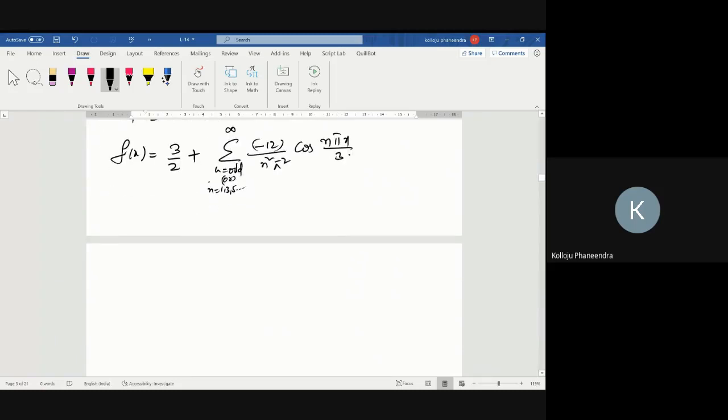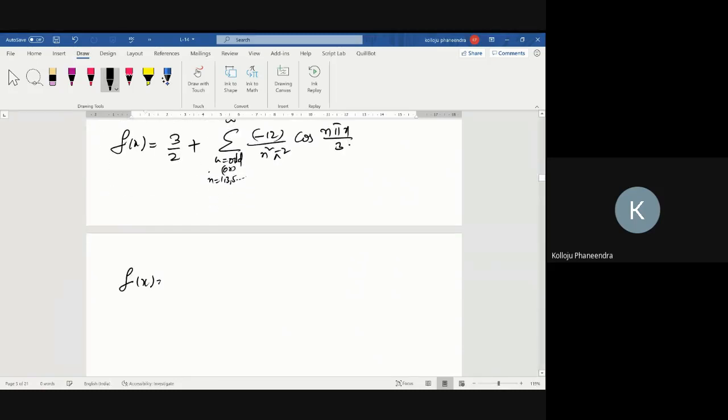Or one can write like this. f of x equal to 3 by 2 minus 12 by pi square, with the constant outside, summation n equal to 1, 3, 5 and so on to infinity, 1 by n square into cos n pi x by 3. This is the Fourier series. Okay, this is Fourier series in an arbitrary interval.